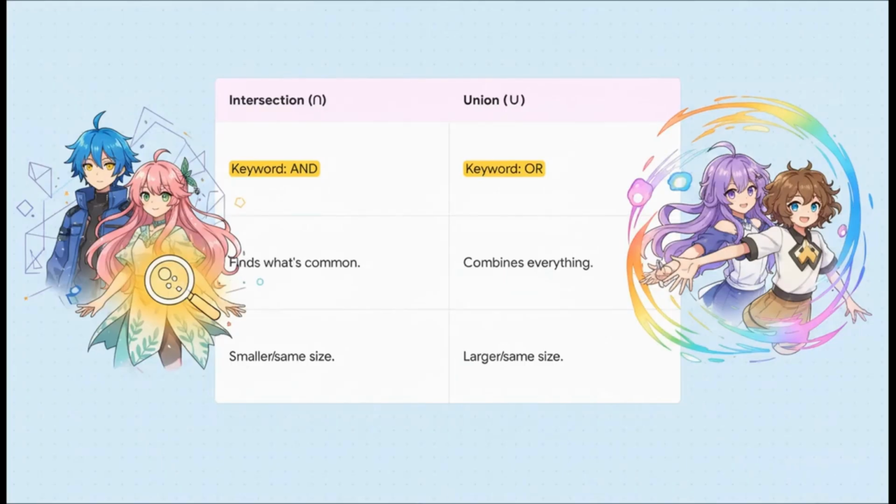So let's put these two head to head. It really boils down to this. Intersection is all about "and." It's for finding what's in common, which usually gives you a smaller set. Union is all about "or." It combines everything, which usually gives you a bigger set. It's kind of like intersection is zooming in with a magnifying glass, and union is taking a big wide-angle photo.